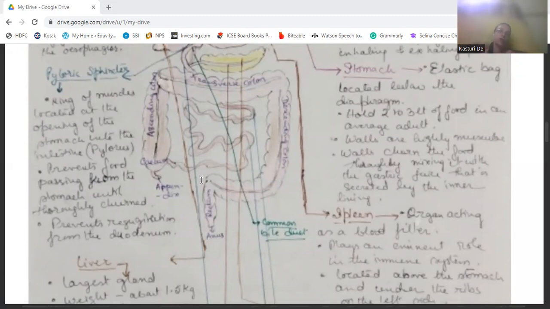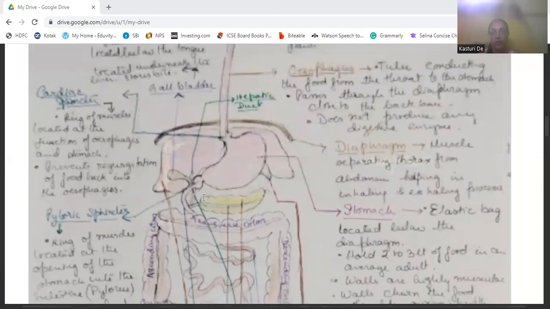The first part of the small intestine is the duodenum. So regurgitation from the duodenum to the stomach is prevented, and the food is not allowed to pass until it is thoroughly churned, thoroughly mixed with the gastric juice. The pyloric sphincter does not allow the food to pass from the stomach to the small intestine, the duodenum.